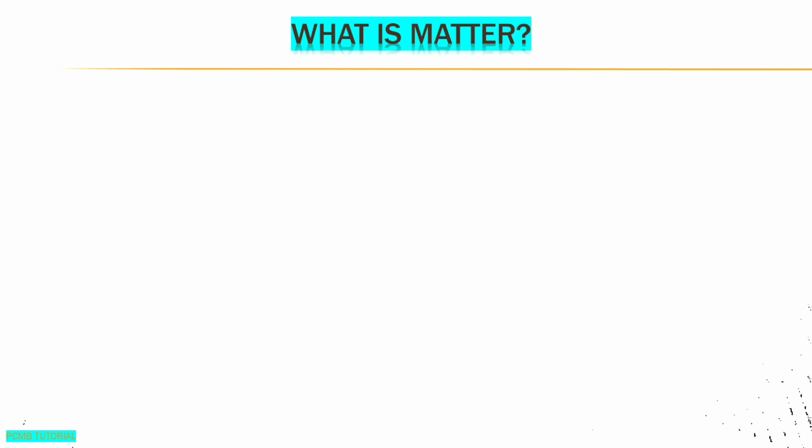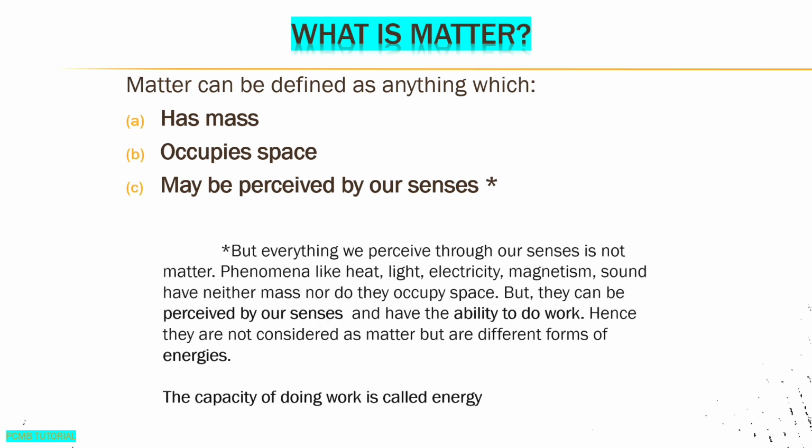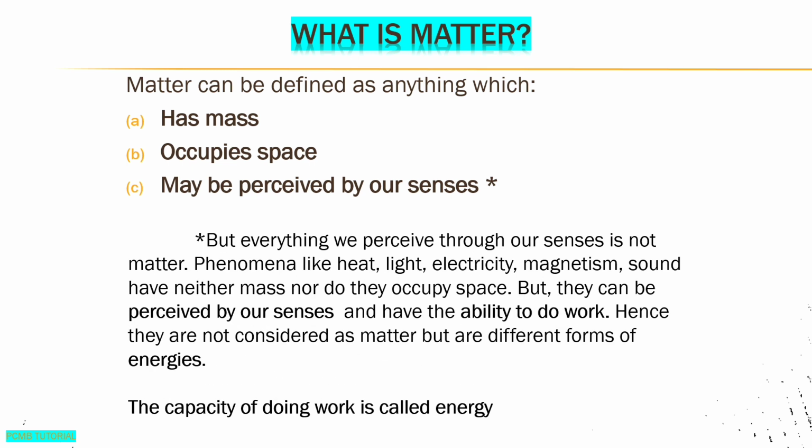Thus, matter is defined as anything which has mass, occupies space, and may be perceived by our senses. An important thing to note: when I say may be perceived by our senses, it doesn't mean that everything that we perceive by our senses is matter. Phenomena like heat, light, electricity, magnetism, and sound neither have mass nor do they occupy any space, but can be perceived by our senses. Hence, they are not considered matter but are considered forms of energy, that is, they have the capacity to do work. Thus, energy is defined as the capacity to do work.